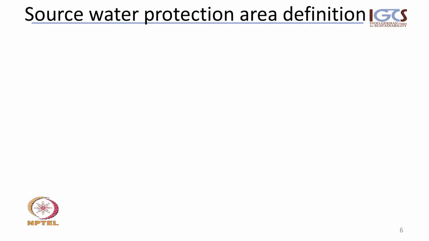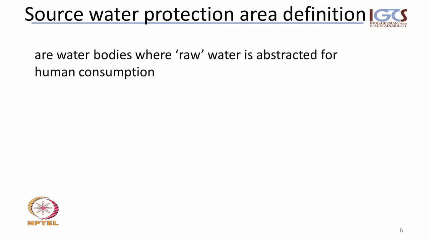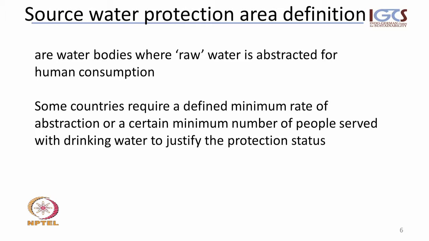Now, the definition for source water protection area is that we are looking at a water body from which raw water is abstracted for human consumption. The term raw water means that it's an untreated water which still has to be treated to be safe for human consumption. Some countries require for a source water protection area a defined minimum rate of abstraction or a certain minimum number of people that should be served with drinking water, so that protection areas can be declared and are justifiable.